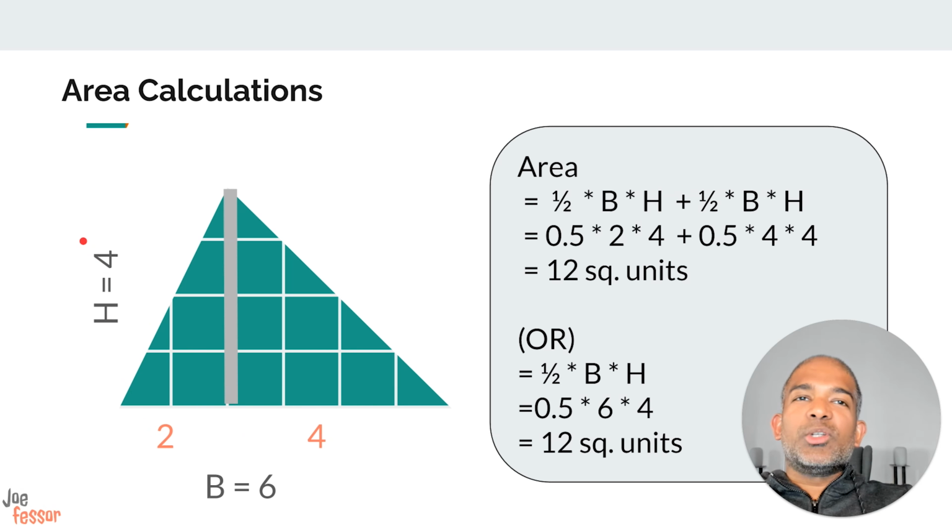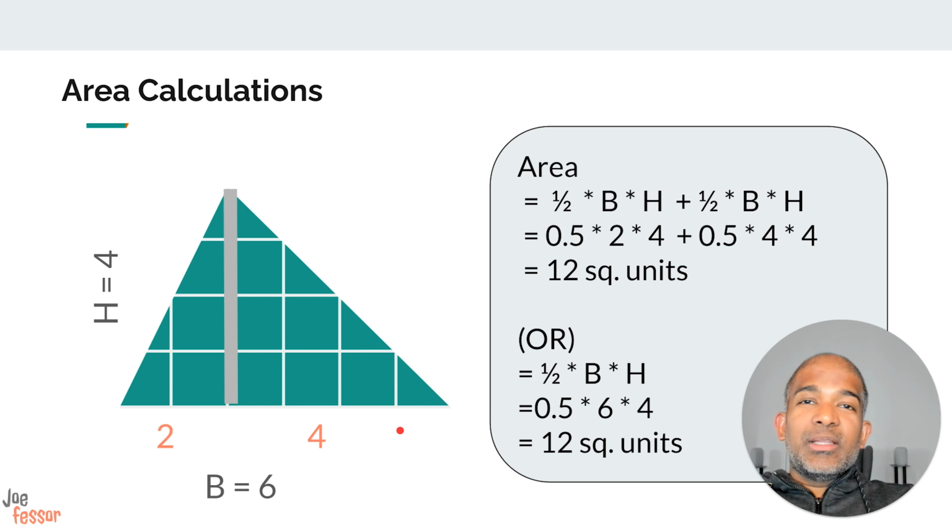So that gives you a total of 12 square units. Or there's actually a shortcut. We can use the same exact formula, half multiplied by base multiplied by height, for any triangle, not just right triangles. The key here is that the height h must be perpendicular to the base.